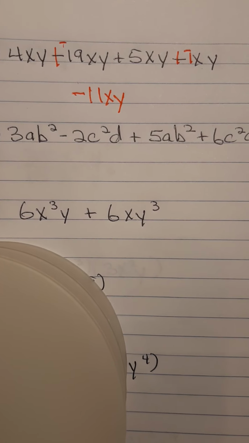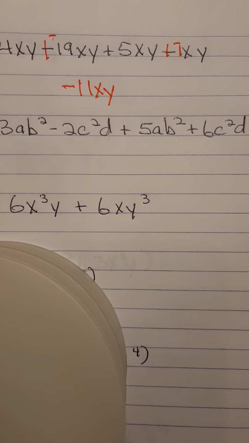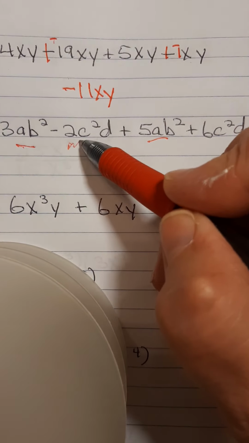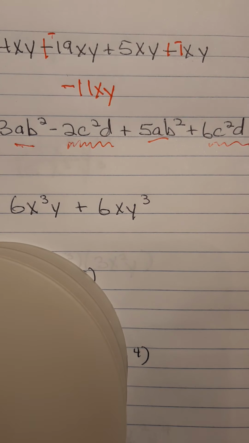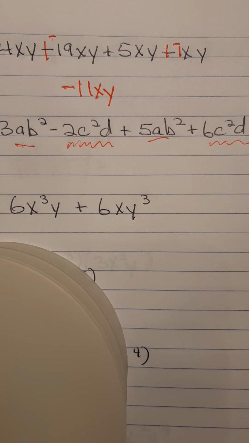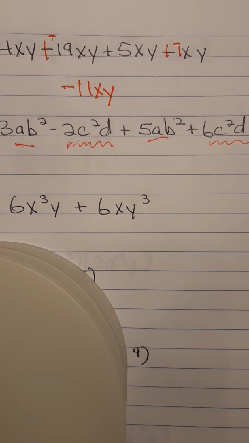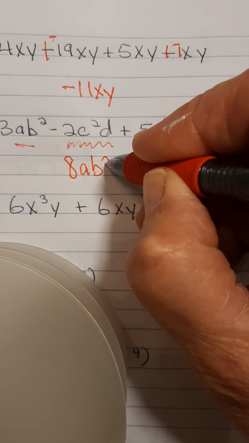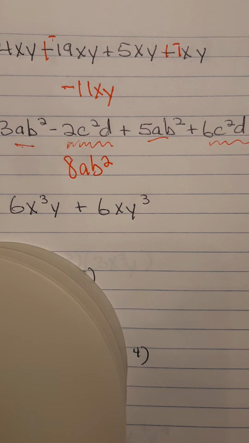Now, in our next scenario, we see that we've got AB and AB, but we've got c squared d, c squared d. We've got AB squared. Those can be joined together. So let's do that first, because remember, we're going alphabetical order when we're dealing with variables. So we've got 3AB squared plus 5AB squared. That gives us 8AB squared.